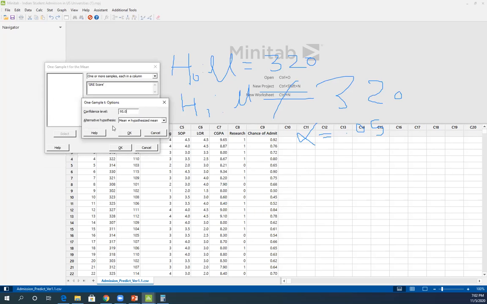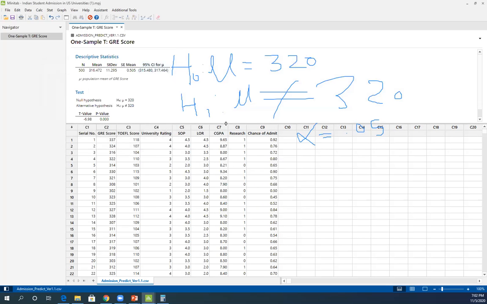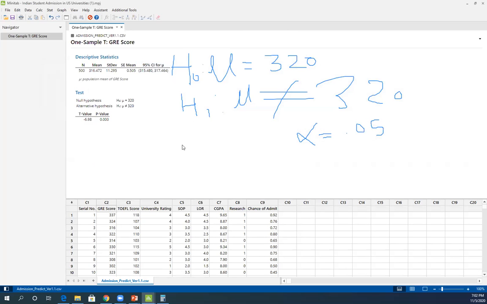Here is the alternative hypothesis. You have to put the alternative hypothesis because the software doesn't accept a null hypothesis. The second option is mean not equal to hypothesized mean, which I've chosen, the default. Okay, now I'm going to run this. So the p-value is 0. This is the t-value, and this is the p-value.